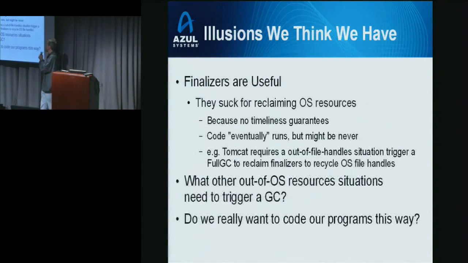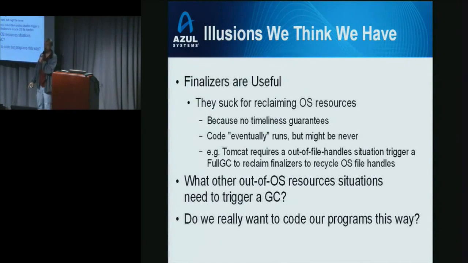Okay, finalizers. People think finalizers are useful. Somebody does, because I see them all the time, but they're not. But you're led to thinking that they are. The issue, of course, is that it's a way to reclaim OS resources, but there's no timeliness guarantees given. The code will eventually run, but eventually could be heat death of the universe kind of thing, right? And the obvious example here is something like Tomcat, which churns through file handles as part of accessing web requests. And you can trigger an out-of-file-handle situation, which requires a full GC cycle to run the finalizers to reclaim the OS resources of the file handles.